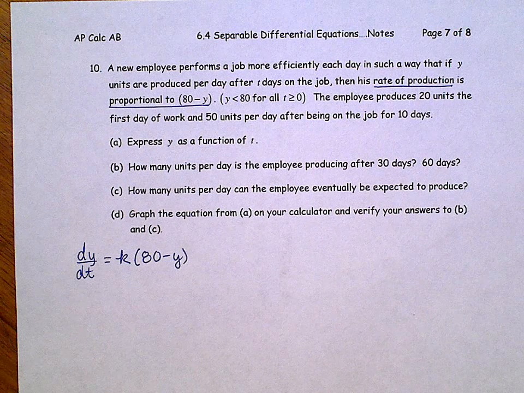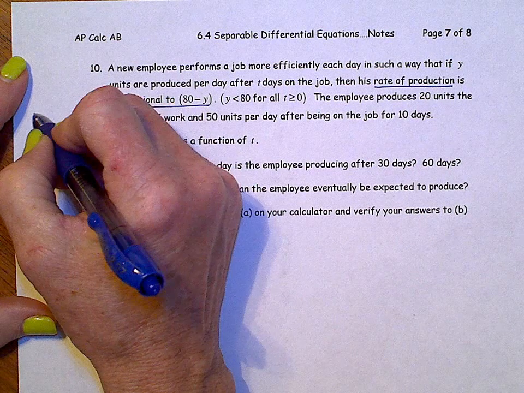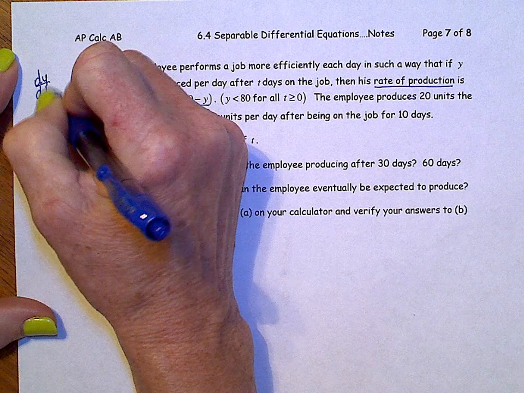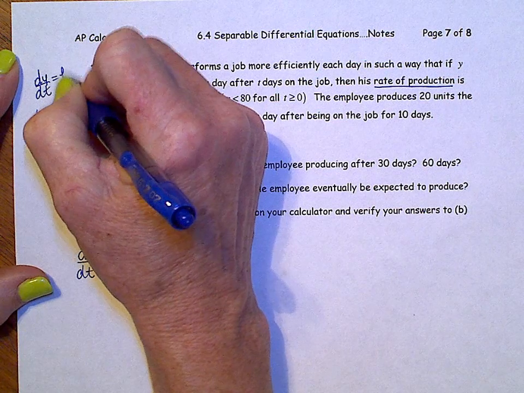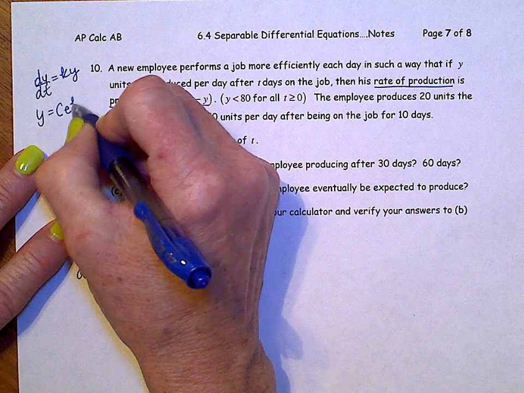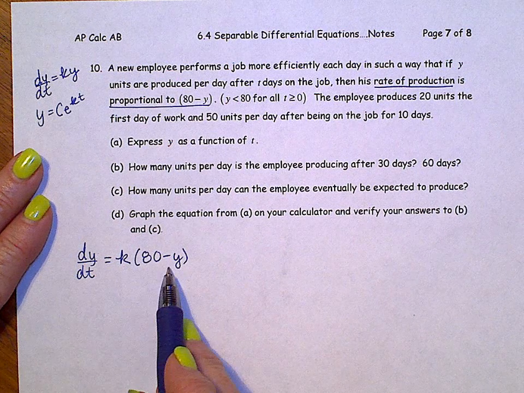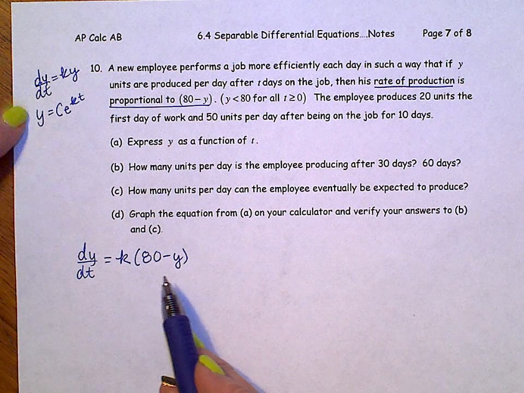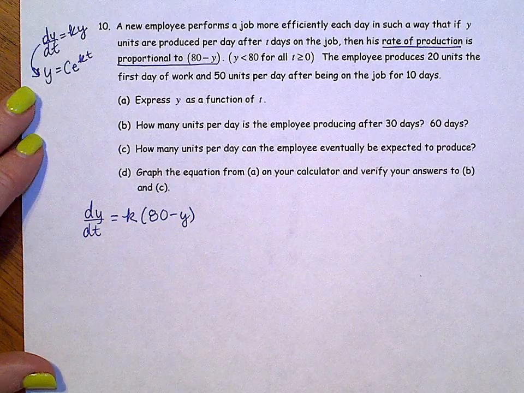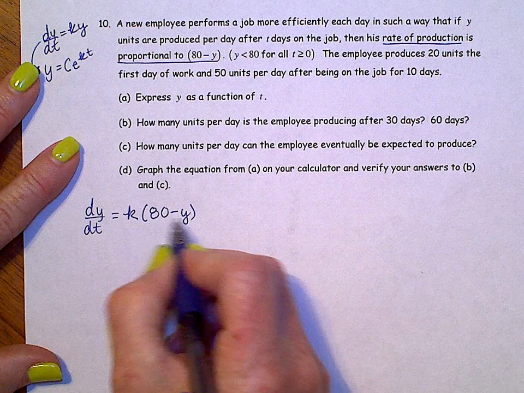Now, this is slightly different than what we were doing before. When we had dy/dt equals ky, then we could jump right to y equals Ce to the kt. This is not ky though, this is k times (80 minus y), so we can't make this jump. We have to work through the steps by separating out the variables here. Let's multiply by dt and divide out that 80 minus y.